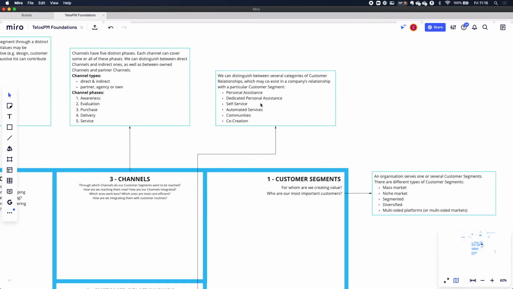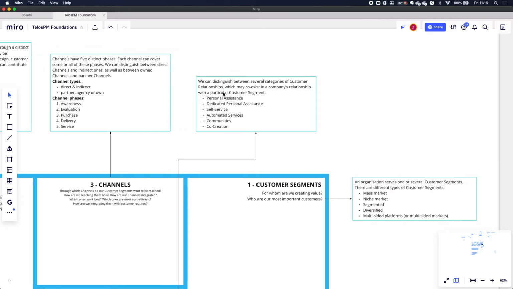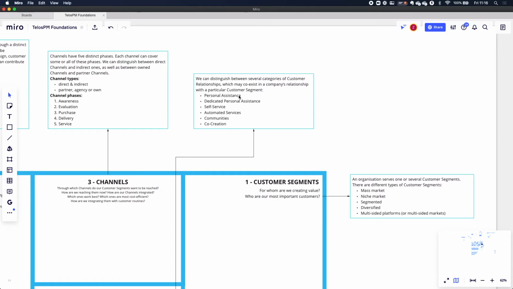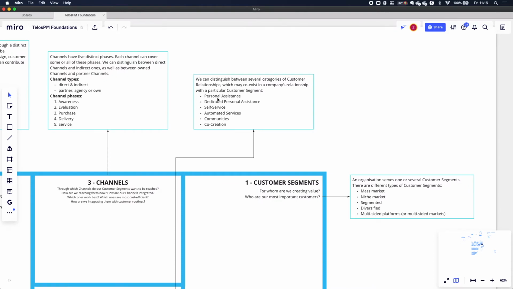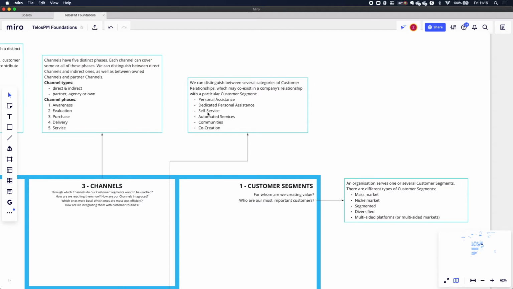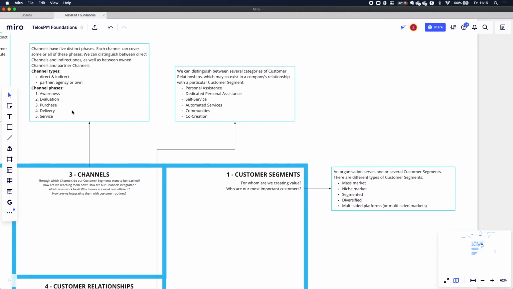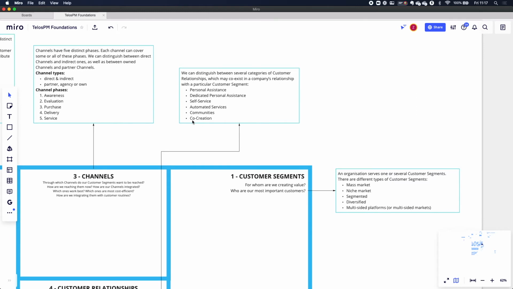Now, there are some tips here on the different types of relationships that you might have. So personal assistance, so giving one-on-one or dedicated personal assistance. Self-service, so allowing customers to self-serve through different phases of the business model or the whole thing. Automated services, so this might be when a customer does a particular activity, there's something that's automated that's triggered to make it happen. Communities, where you put your customers together to help each other. Could be co-creation as well, so allowing your customers to collaborate together to create value.